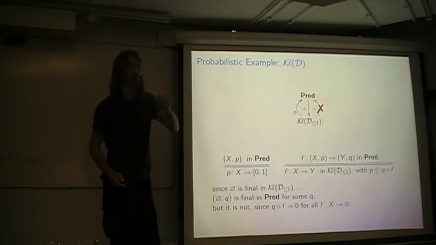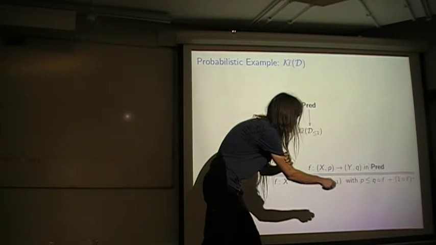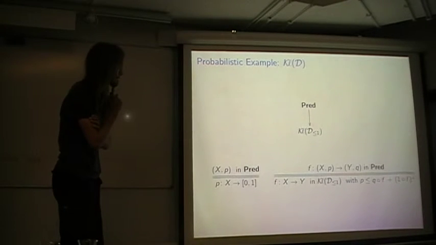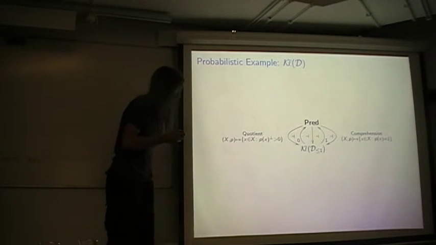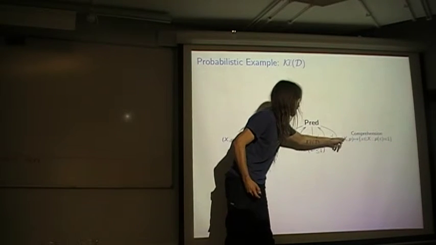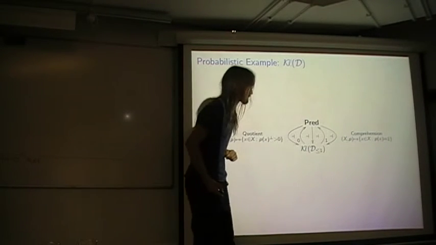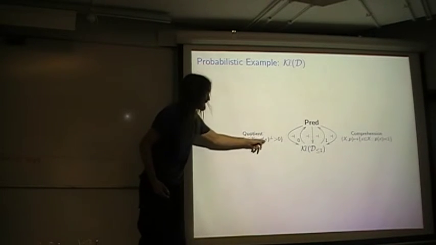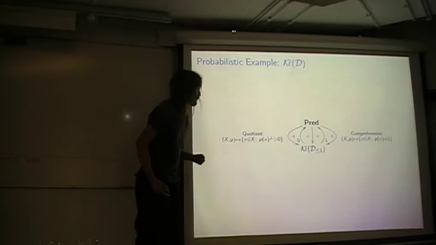I'll skip the reason because I don't have time. But the way to correct this is to add this factor here. Then we do get a chain of adjunctions, and let me just point out the comprehension here. The comprehension of a fuzzy predicate P is all the points where P is exactly 1. The quotient of P is all the points where 1 minus P is greater than 0. So these are all the points where P of x is not 1.